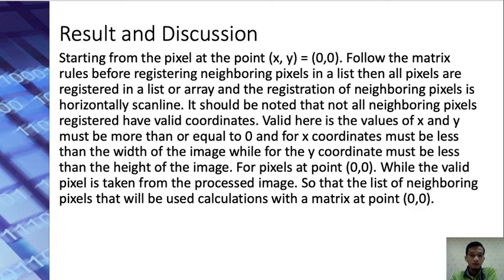It should be noted that not all neighboring pixel registrations have valid coordinates. Valid here means the values of x and y must be greater than or equal to 0, and the x coordinate must be less than the width of the image, while the y coordinate must be less than the height of the image. Only valid pixels are taken from the processed image, so that the list of neighboring pixels can be used in the calculation with a matrix at that point.